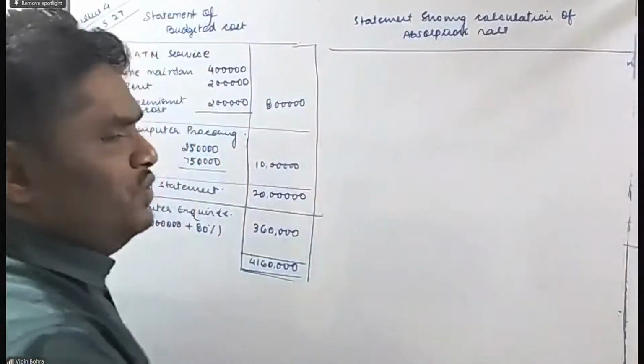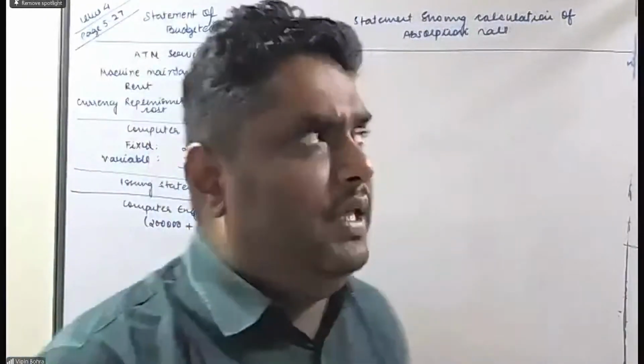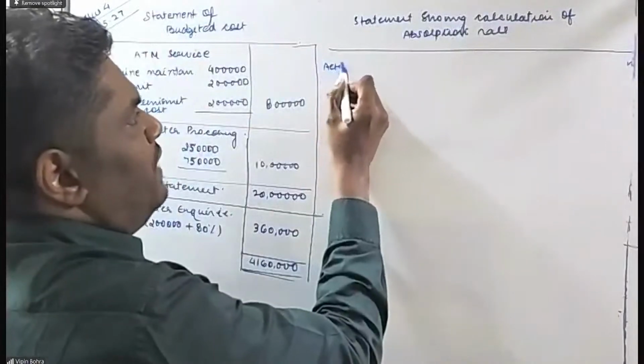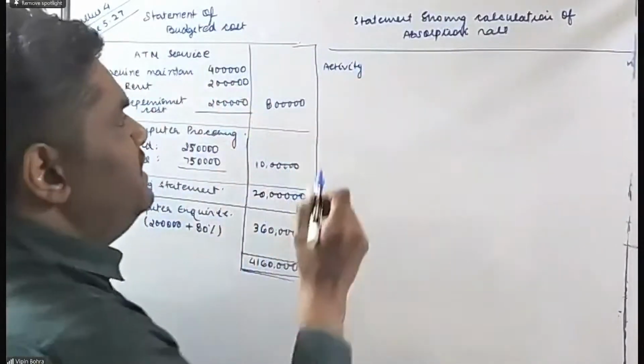Now, herein there is no traditional or activity-based approach. Straight away, it is activity-based costing only. So we will start with the calculation of the absorption rate, wherein the first column will be my activity, that is the ATM service.